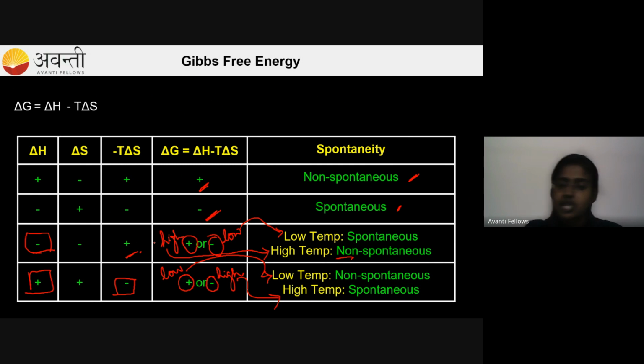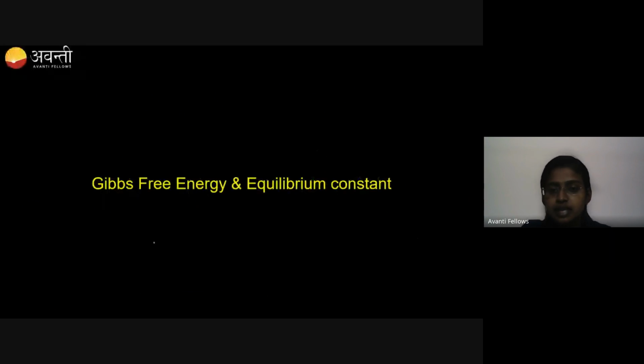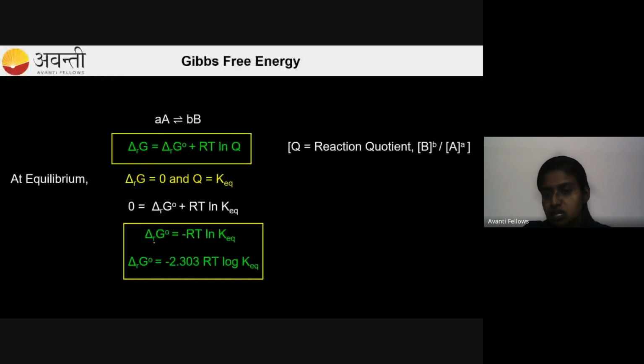Clear, students? It is there in your book also. You can go through that. That tabular column is very important. Then coming to the next topic, that is Gibbs free energy and equilibrium constant.